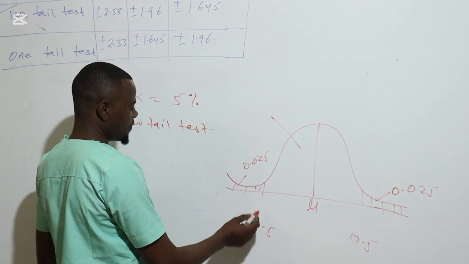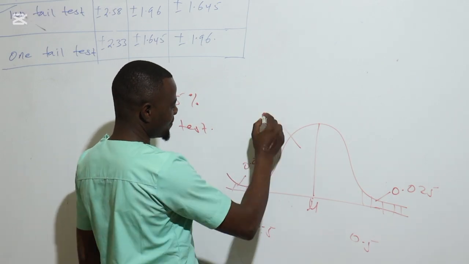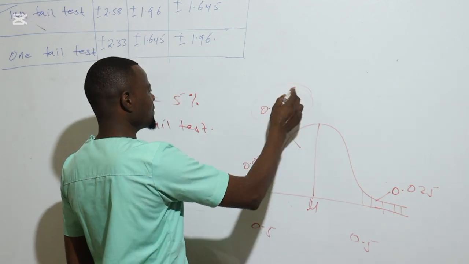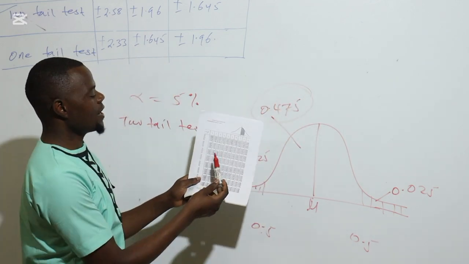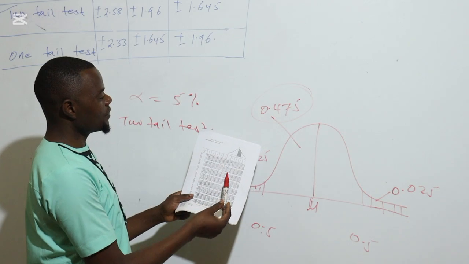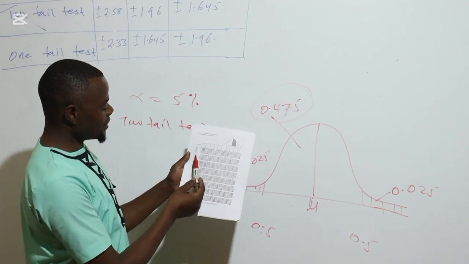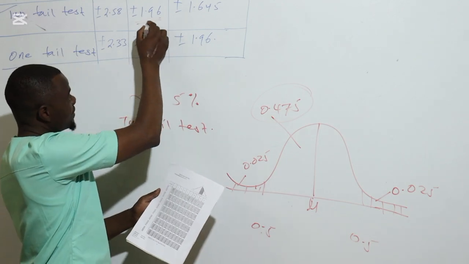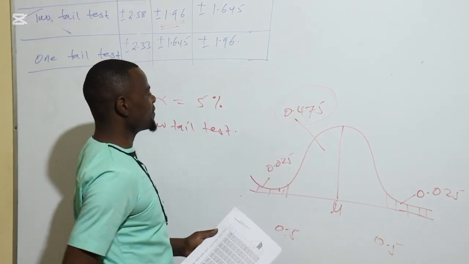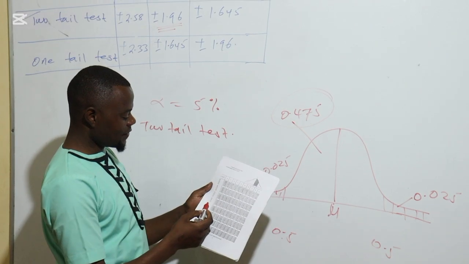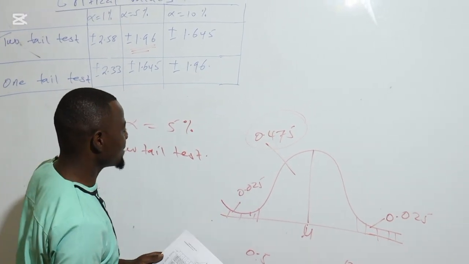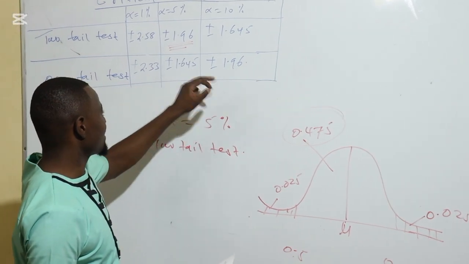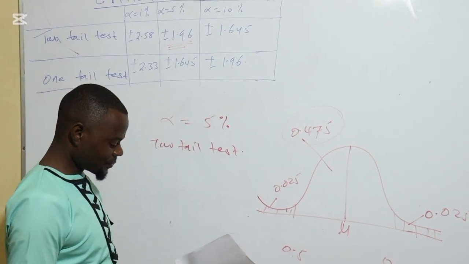So when you take 0.5 minus 0.025, you remain with 0.475. When you look this value up in the normal table, 0.475, you realize that it corresponds to a value of 1.96. That's why I've gotten this value. Just look for 0.475, it corresponds to a Z value of 1.96. So try to do the rest and you will confirm with me that these are the critical values.